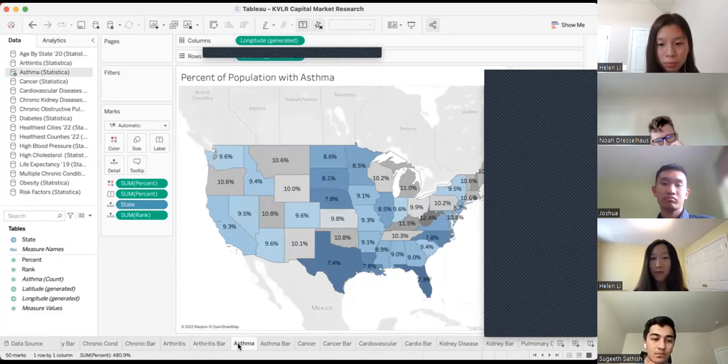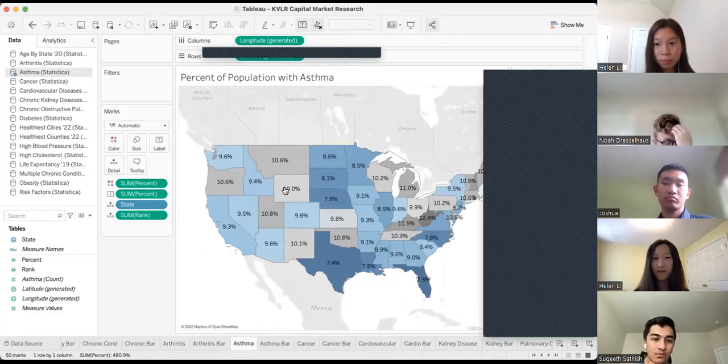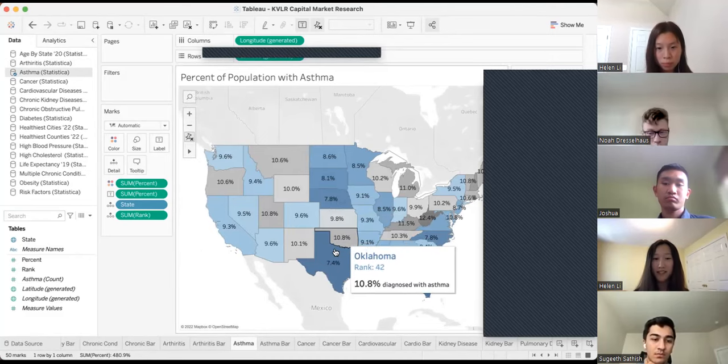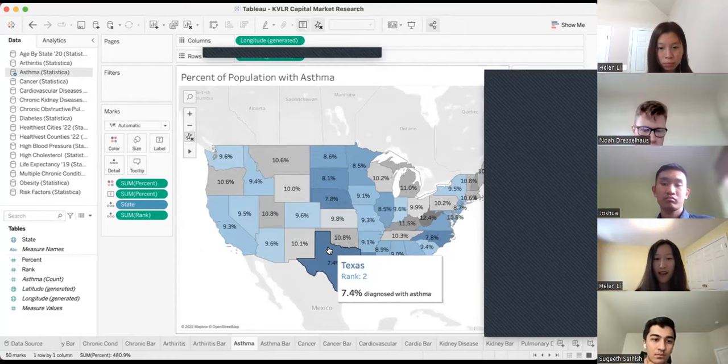Next, we have asthma. Again, when you hover over the states, you can see the tooltip pop up, and that information has the state, the ranking, and the percentage of people diagnosed with that condition.